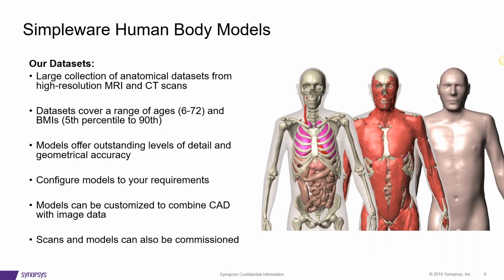Our data sets consist of an extensive collection of MRI and CT scans covering a wide population range. The models can include outstanding levels of detail and anatomical accuracy, which is configurable to meet the requirements of your application. We can also seamlessly integrate product models from CAD that you may have designed into the anatomical models for analysis of the interactions between those two. So the products that you're working on and the human body itself, that interaction between the two can be very successfully modeled with Simpleware human body models.